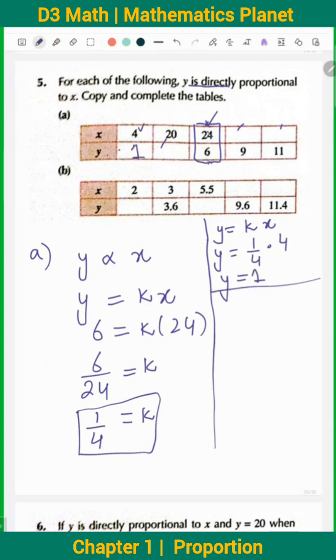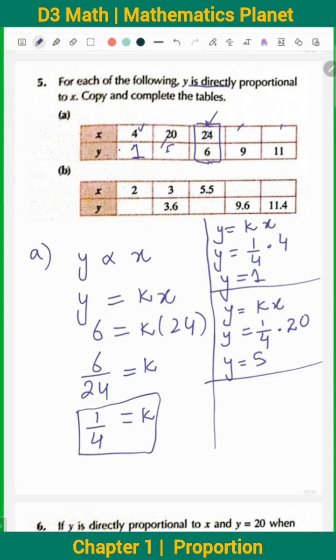Good. Okay, for the second one, y is equal to kx. What should I write? Y equals 1 upon 4 multiplied by x, which is 20. 1 by 4 multiplied by 20 is 5. So y is equal to 5.